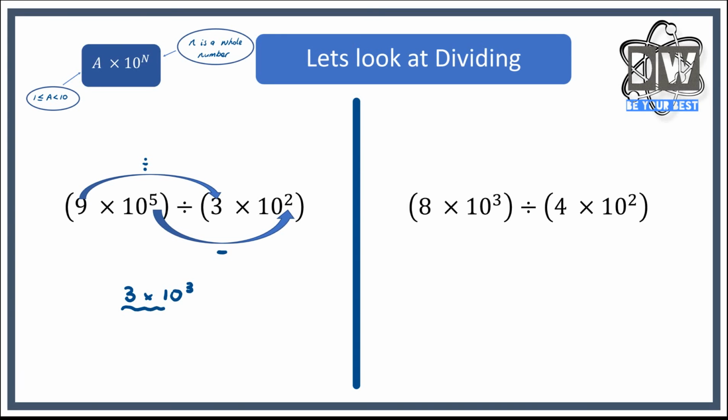Write that as an ordinary number. This is what we're going to get. Now it's definitely time for you to give this next one a go. It's really, really easy. You're obviously going to change the numbers, but the process stays the same. So give it a go, come back and see if you've got it right.